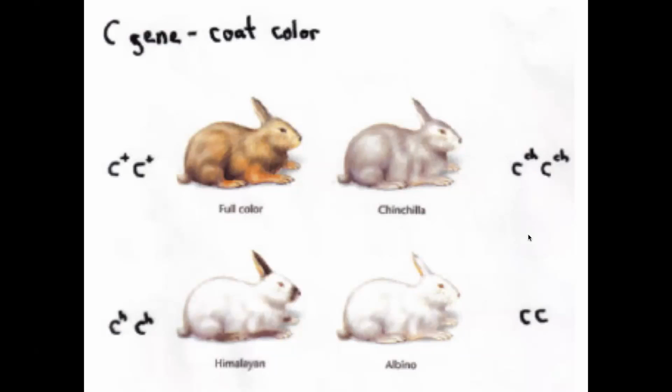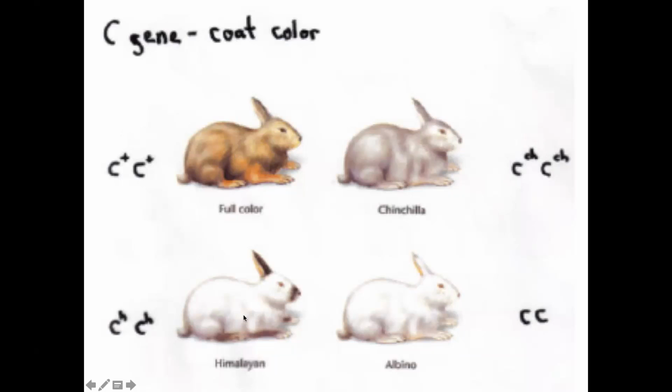There are 4 different alleles. There's C superscript plus. Again, we're using these superscripts to designate and distinguish between individual alleles instead of uppercase and lowercase. So this is the brown allele. Homozygotes would look like this with a brown coat of fur. There's a second allele called the chinchilla allele, C superscript CH, which produces a gray-coated animal. Then you have the Himalayan allele. Homozygotes would look like this.